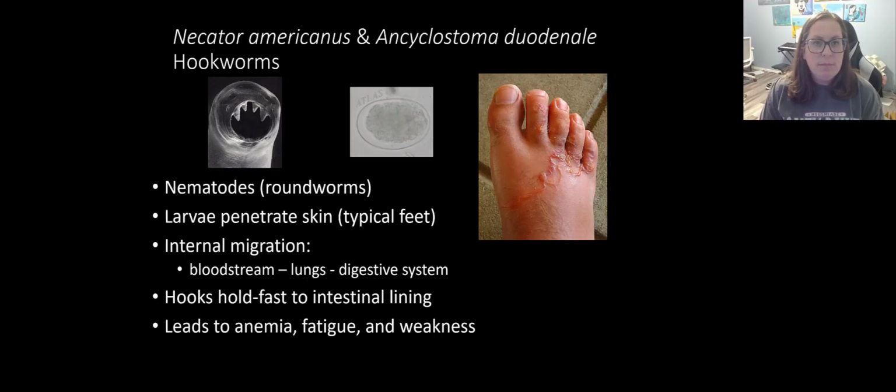The next one are the hookworms. There are two different types of hookworms that are here, but both of them are going to be where the larva will penetrate the skin, and they typically penetrate through the feet. These types of hookworms are Necator americanus and Ancylostoma duodenale. So when we look at these groups, they are going to migrate from the foot a lot of times into the bloodstream, ultimately entering into the lungs and the digestive system. We see that they have hooks that hold fast to the intestinal lining, which you can see here in its mouth. You can see these hooks that are present, and it leads to anemia, fatigue, and weakness.